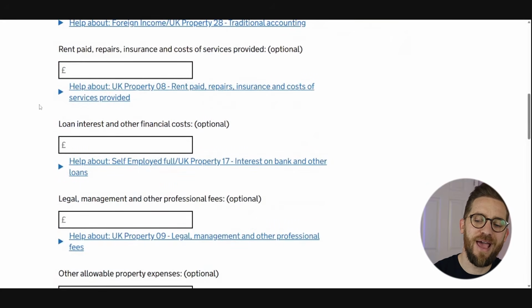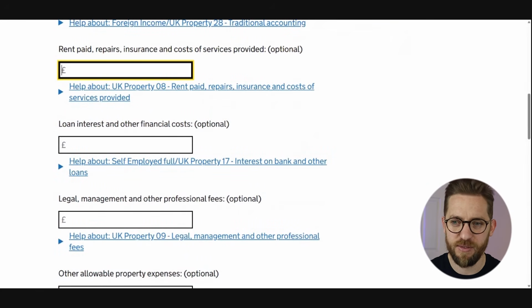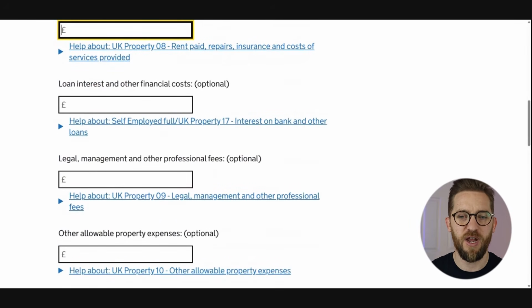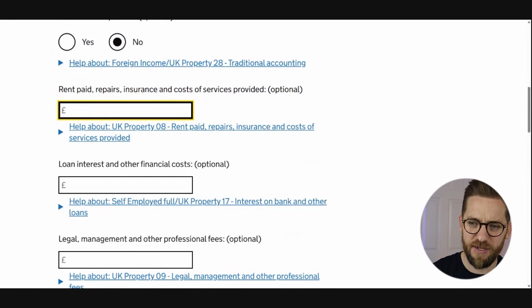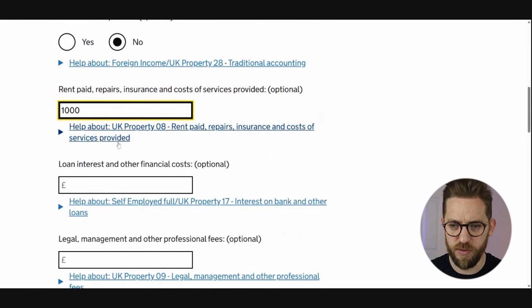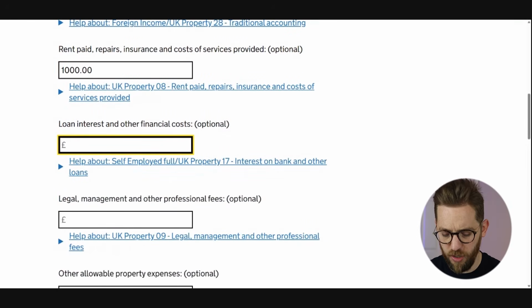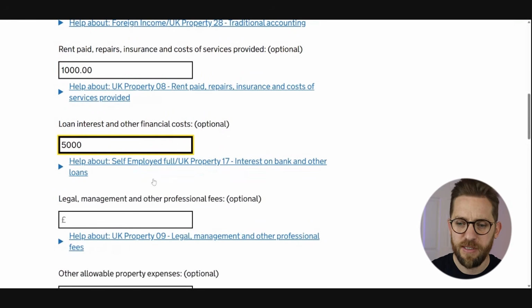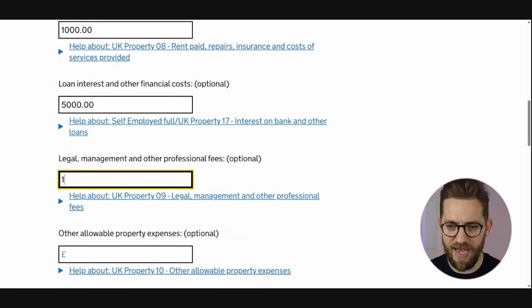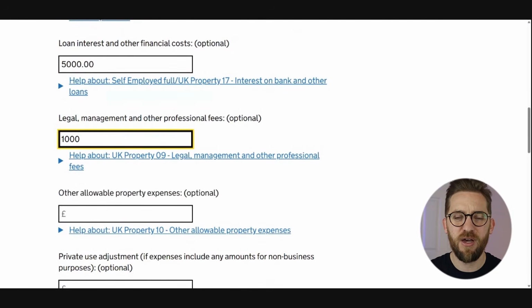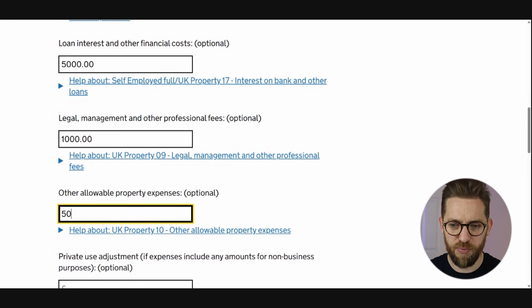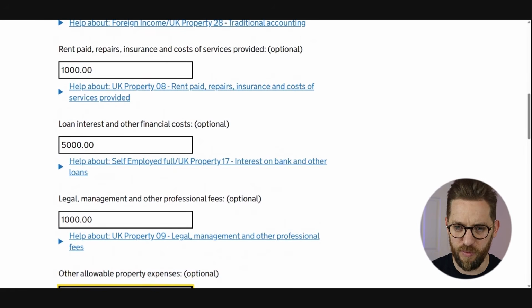Now we're on to declaring expenses for our furnished holiday let. So I'm going to input some figures here. So if you're looking for a category that fits well, okay, so don't overthink it. At the bottom you're provided with an other category. So if I did have some insurance, I might put some insurance costs in here. If I had loan and other financial costs, so loan interest, let's say £5,000, legal fees, accountancy fees, £1,000. If I can't find a category, then I can just put it in down the bottom here. So don't panic, you can always use that one.